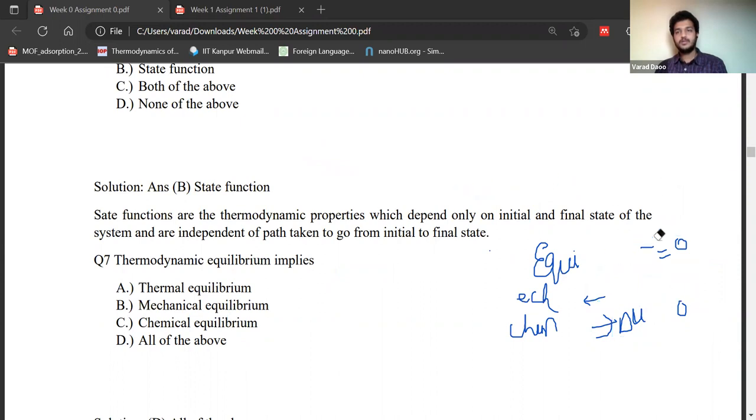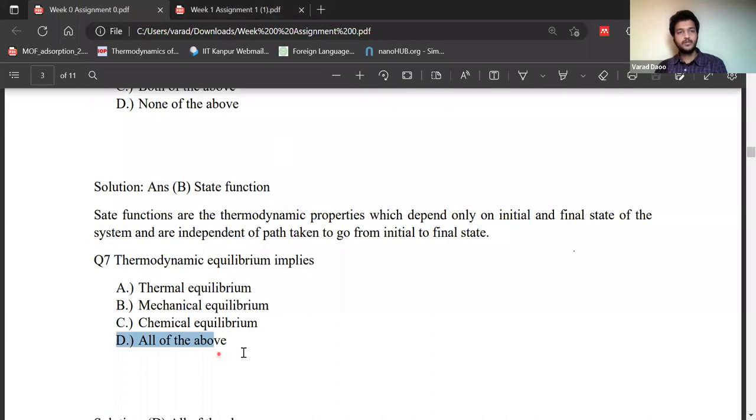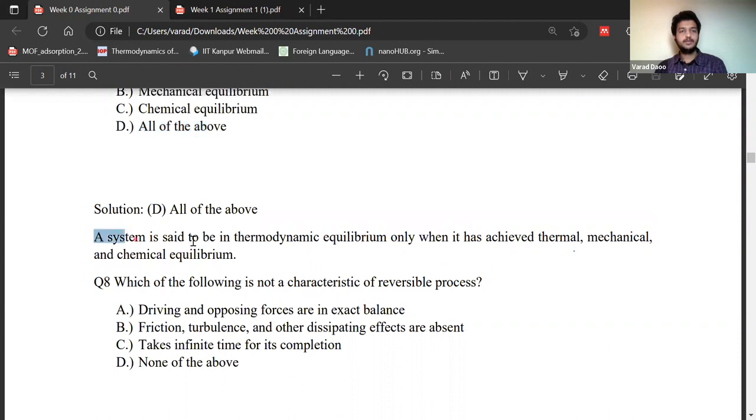So the answer would be all of the above. Right? All of the above. Thermodynamic equilibrium plus thermal equilibrium plus mechanical equilibrium plus chemical equilibrium, that means all of the above, right? A system is said to be in thermodynamic equilibrium only and only when it has achieved thermal, mechanical, and chemical equilibrium, right?